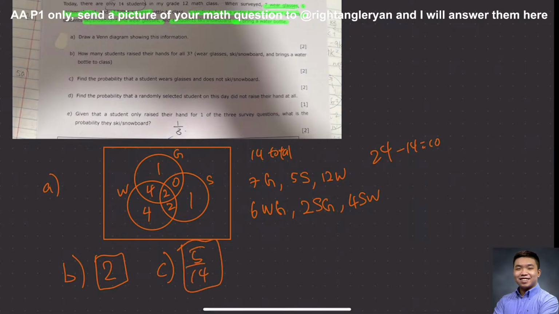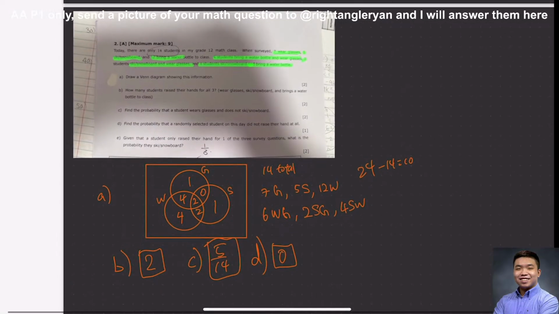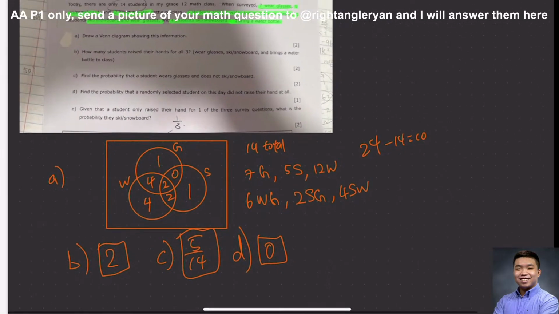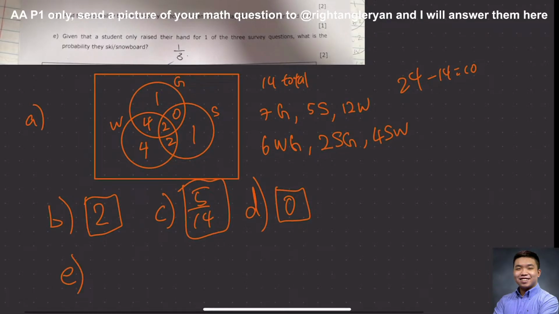Okay. Part D. Find the probability that a randomly selected student on this date did not raise their hand at all. So let's double check. Everyone here raised their hand, so therefore 0. Right? 8, 10, 12, 13, 14. 14 people in total, right? Okay. Now, kind of weird. 0. I don't know why they asked that.